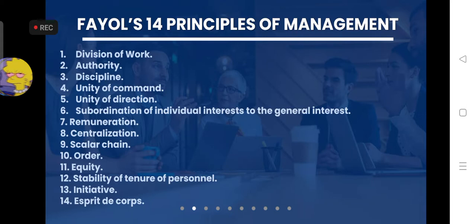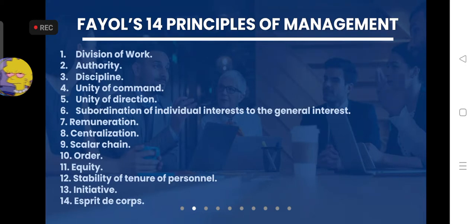So third is the discipline. Employees must obey and respect the rules that govern the organization, and the violators of rules must be punished. Fourth is the unity of command. Every employee should receive and report orders to one supervisor. Fifth is the unity of direction. The organization should have a single plan of action to guide managers and workers, which means that the efforts of the employees are guided toward the attainment of the organizational objectives.